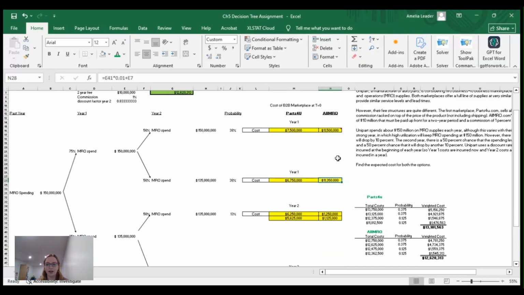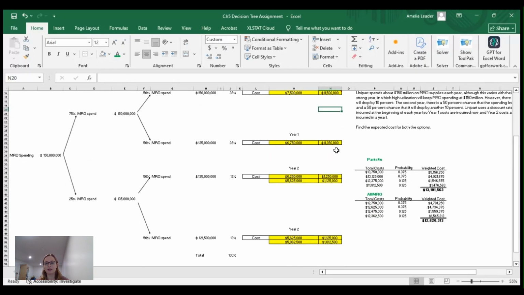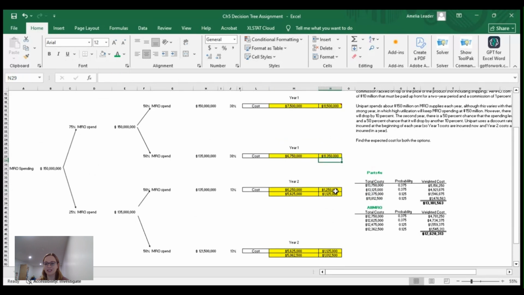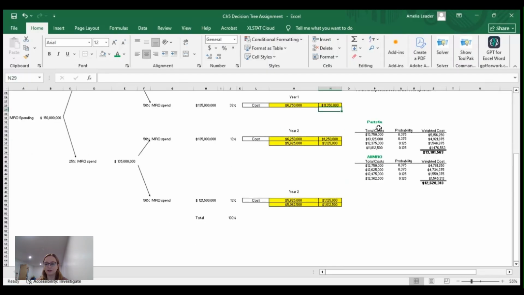After calculating all that, which I did use Microsoft Copilot AI to help me with some of the steps that I was confused on, and to verify my answers, I also just built a table down here to calculate the total cost year 1 and year 2 times the probabilities, which I put in this column, to get the weighted costs, because we need to consider the probability of each scenario happening.